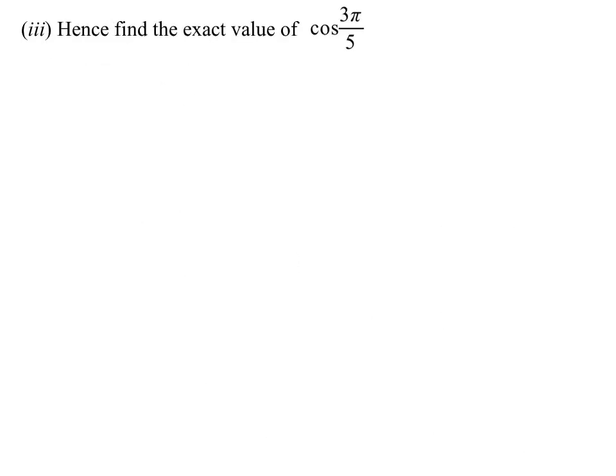Hence, go and find the exact value of cos 3 pi on 5. Well, I'll let Z equal cos 3 pi on 5 plus i sine 3 pi on 5, which was one of those fifth roots of unity. Z plus 1 on Z. Again, when I'm playing with roots of unity, the reciprocal is indeed the conjugate. So Z plus 1 on Z will be twice the real part. 2 cos 3 pi on 5.